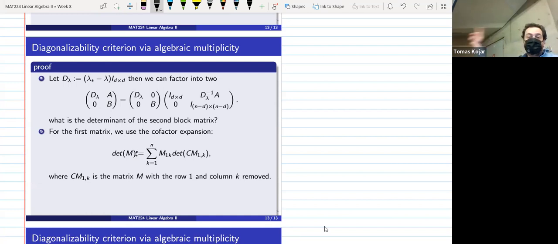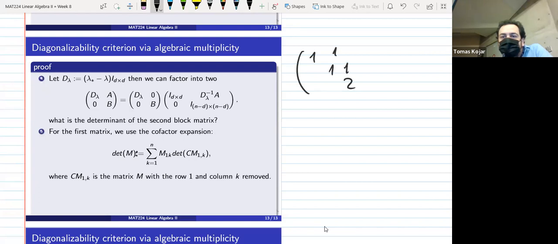So what is this formula? How do you use it? Let's do 3 by 3. 1, 1, 2, and put a bunch of ones, and a 0. This is M. So what does it say? Let's do the first row.